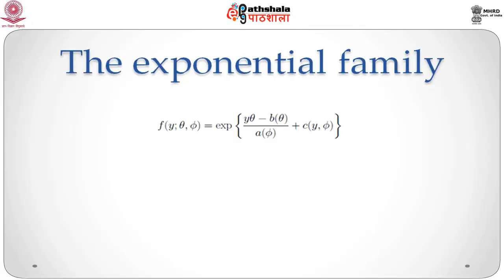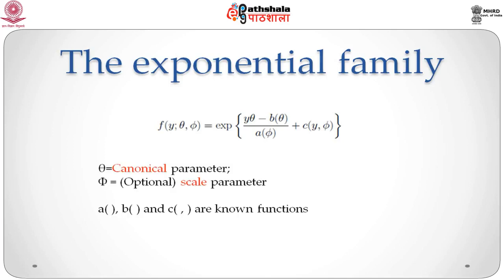The exponential family is specified by the probability mass function or the probability density function of the form given on this slide. Given a parameter theta and an optional parameter phi, f of y, theta, phi is equal to exponential of (y theta minus b of theta) by a of phi, plus c of y, phi.